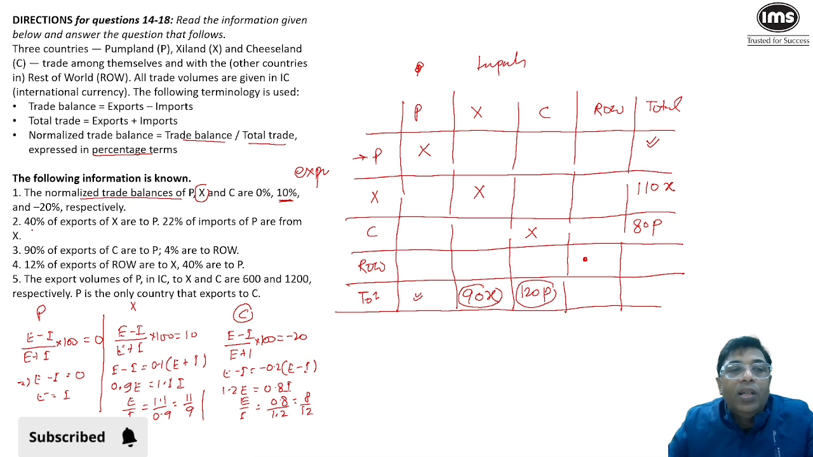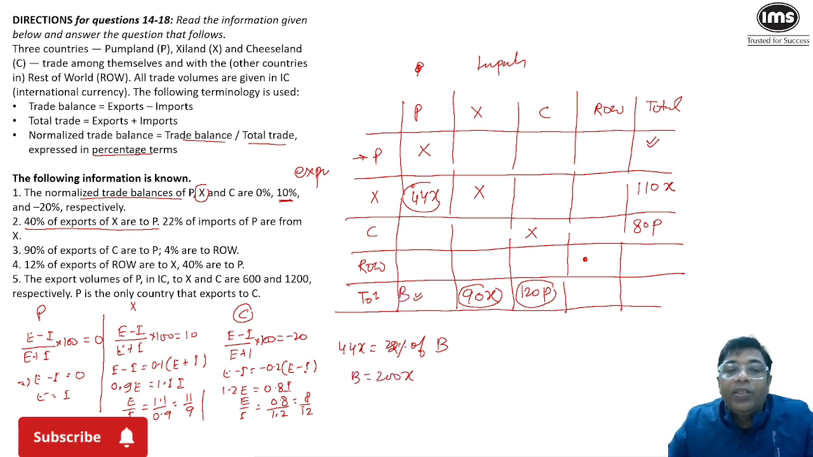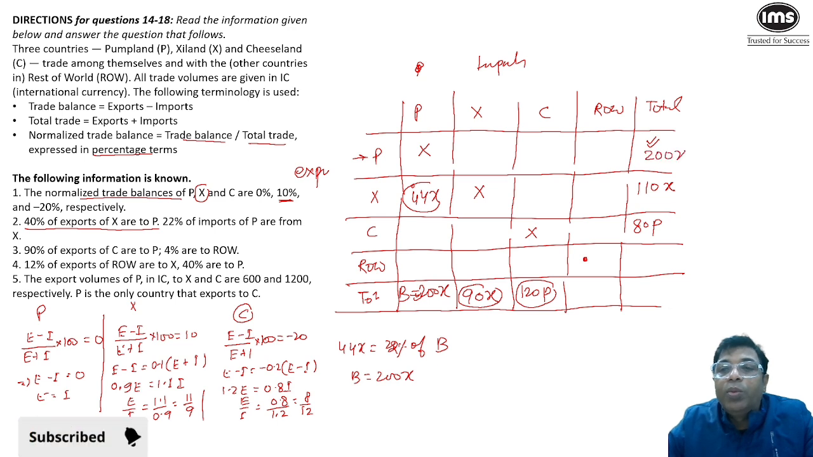Now let's read further. 40% of export of X are to P. It means 40% of 110X will become 44X. And this is 22% of import of P. So I can clearly say this 44X has to be 22% of, let's assume import of P is B. Now simplify, this B will become 200X. And since we know that export and import of P are the same, this value will also become 200X.